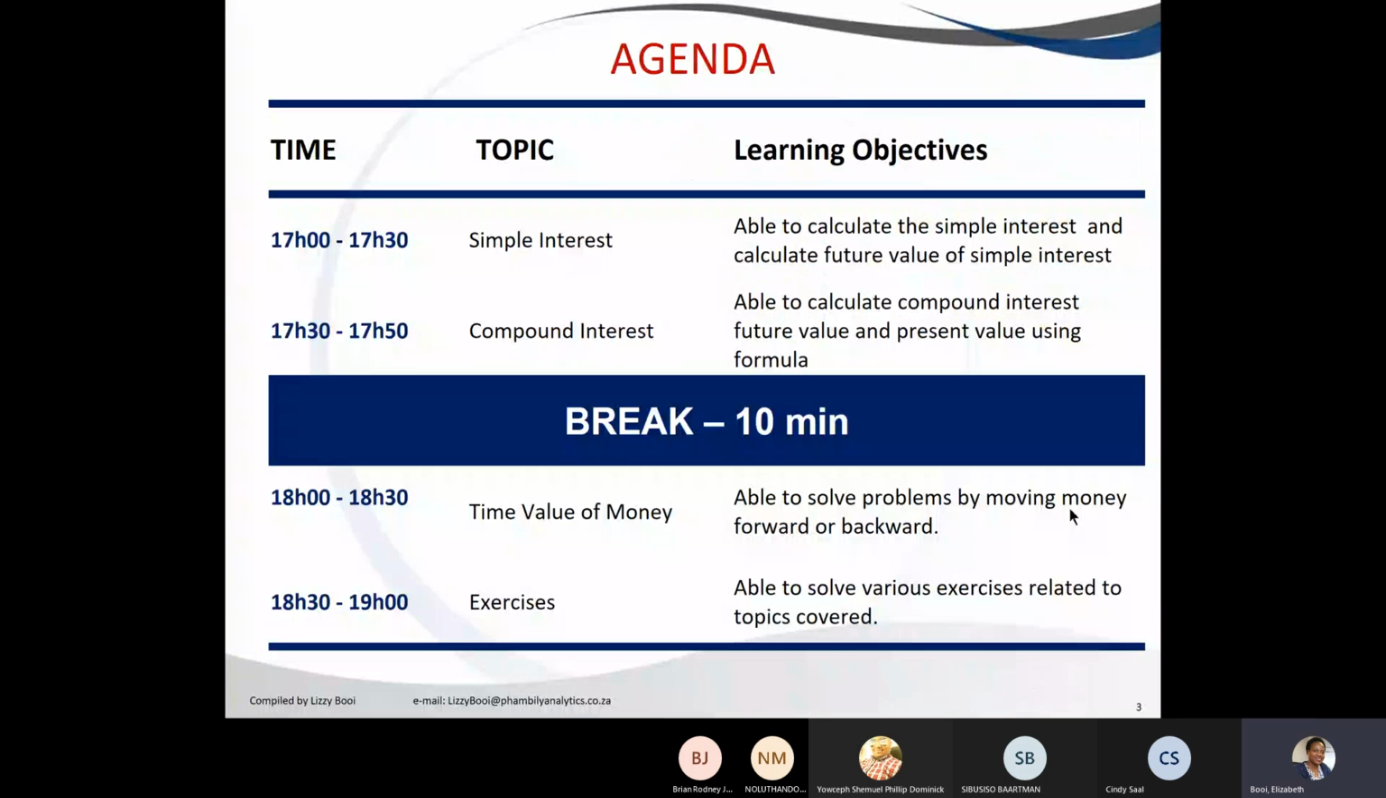We're going to first just refresh our mind when it comes to simple interest, and then we look at the compound interest, and then we will go to time value of money. And all these are interlinked, especially the compound interest and time value of money. And you will see why I'm saying that they are linked to one another. Time value of money is when we're moving the money backward or forward, but we use the same formula as we use in the compound interest. Then we will end up doing a whole lot of other exercises when time allows.